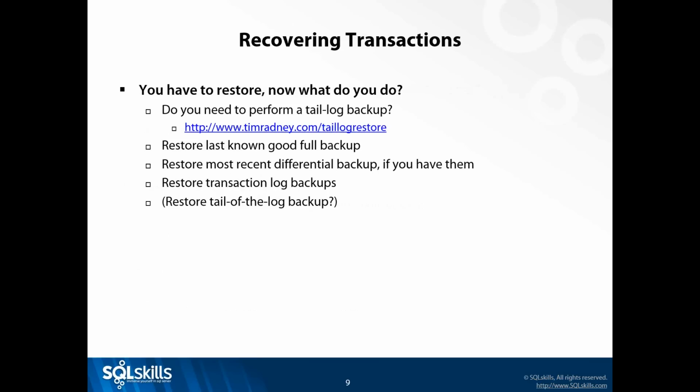So you have your full, you've been able to take a tail log, so you'll restore your last known good full backup. Then if you're doing differential backups, you'll apply the most recent differential and then restore your transaction logs since the differential, and then restore the tail end of the log backup that you were just able to take. If you couldn't do the tail log backup, then your most recent differential if you have it, and then the log since the differential, or log since the last known good full.